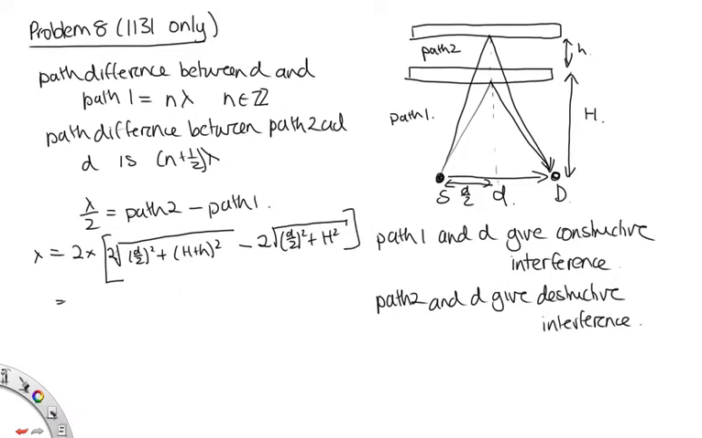Okay, so let's just put this 2 inside to get rid of this. So we've got 2 times the square root of d squared plus 4h plus h squared. When the 2 goes inside the square root sign, it becomes a 4, minus the square root of d squared plus 4h squared. And that's our answer for lambda.